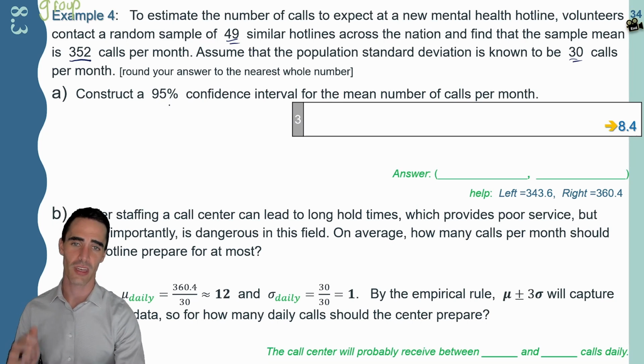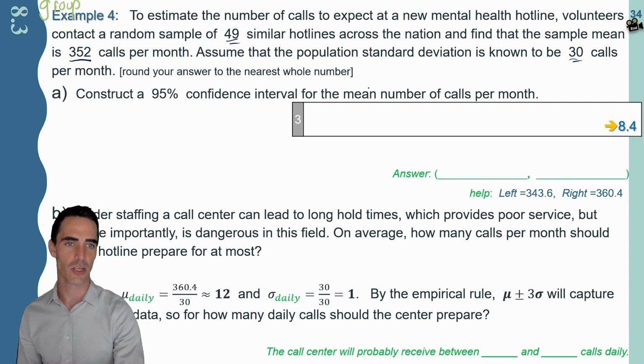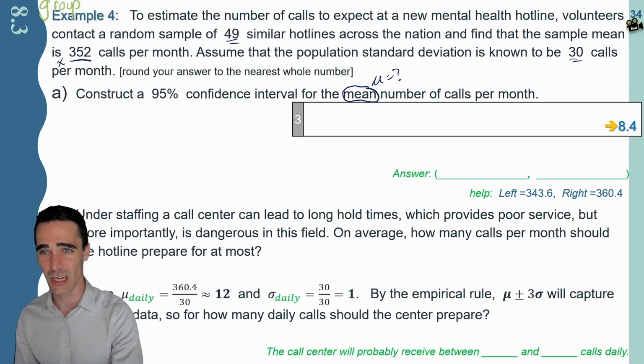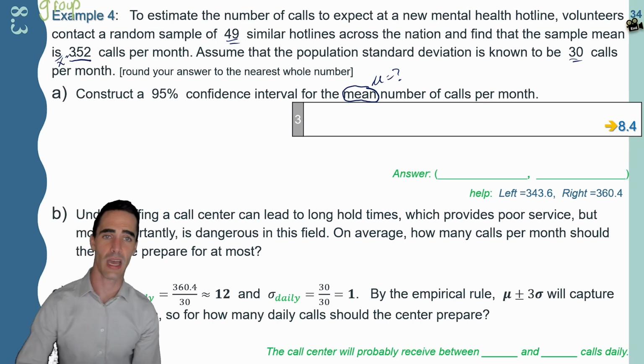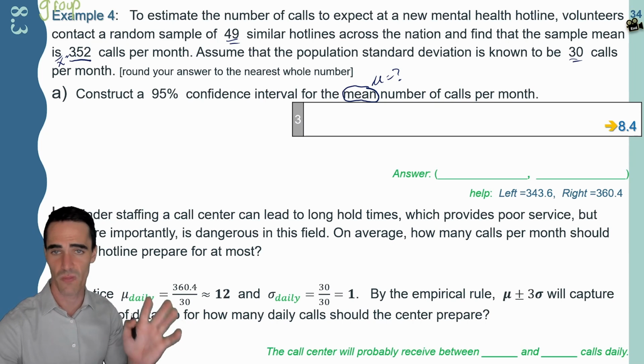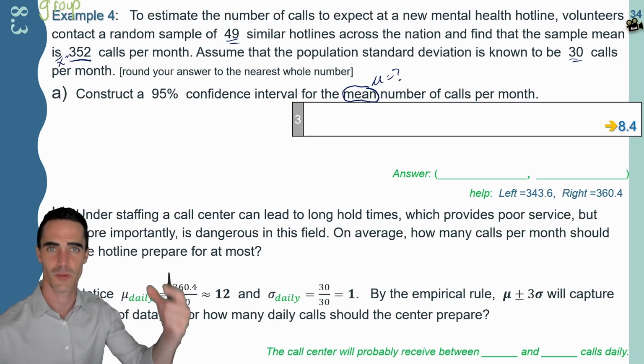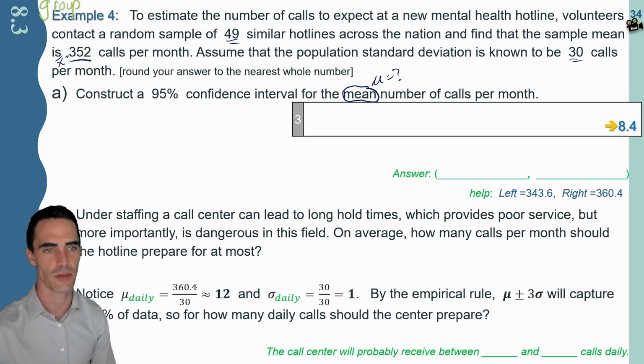What we want to do is construct a 95% confidence interval for the actual mean number of calls. Population mean equals question mark. Again, this mean was just conducted by those 49 hotlines. That's their average, not, let's say, the nation's, or if we're specifically talking about a county or what have you.